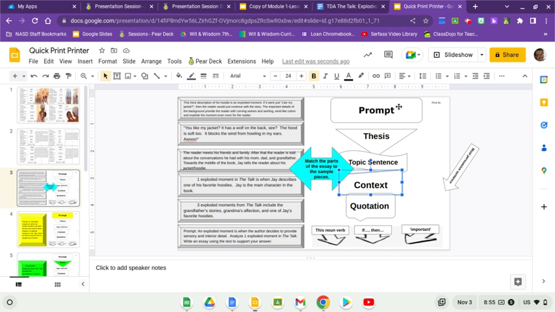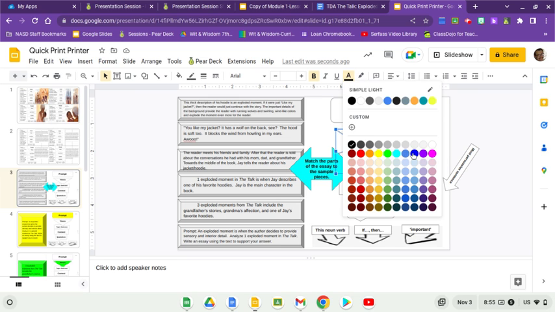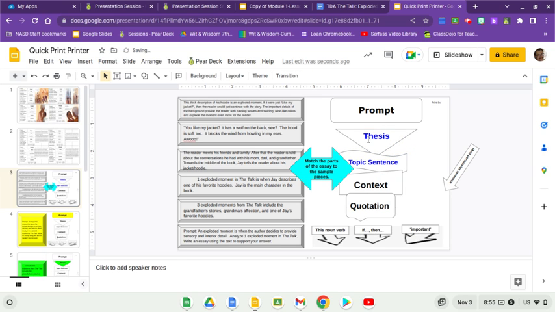A hint: the thesis and the topic sentence are going to have something called an indent. So those two blue ones right there, the thesis and the topic sentence, they're going to be indented. They're going to have a little space between their first word and the side. Please take the time to match all of these up as best you can right now. Please do your best.